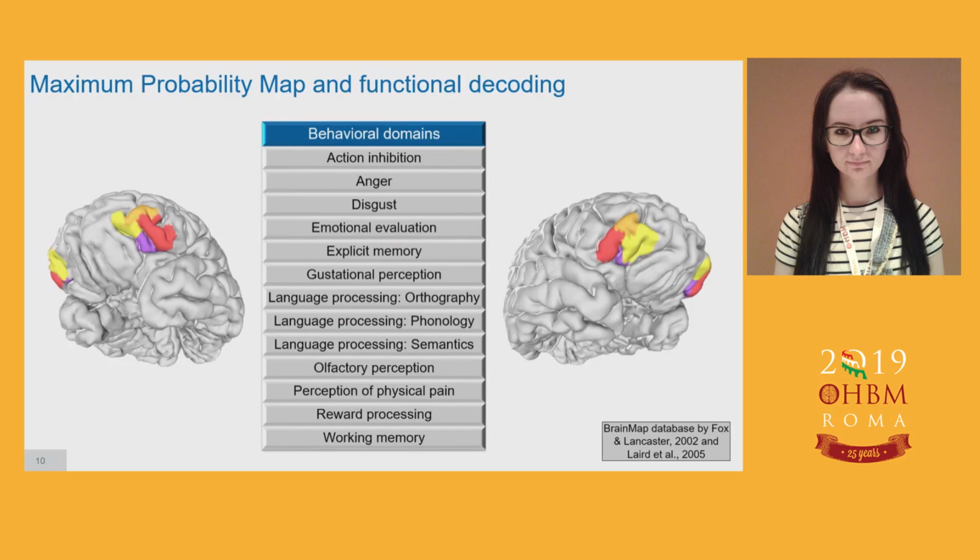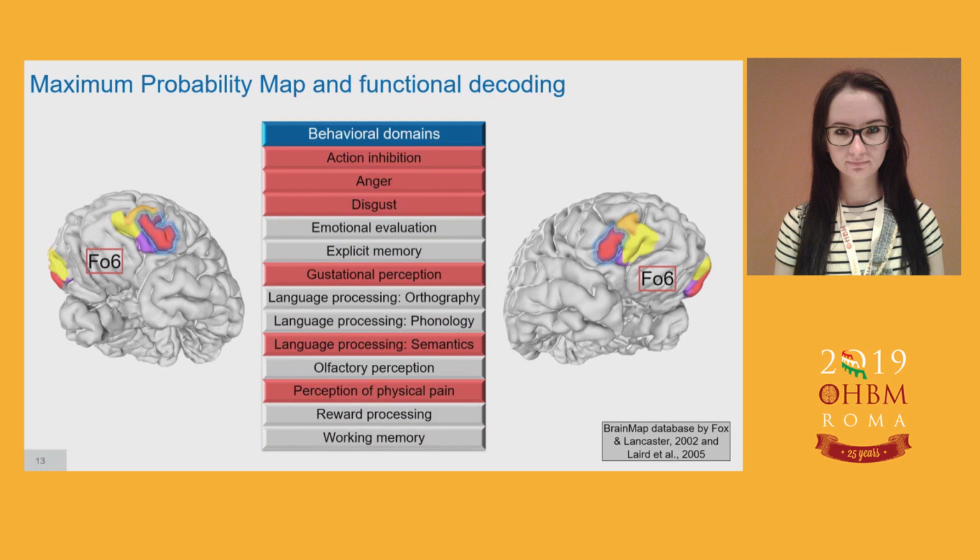Functional analysis using the BrainMap database by Fox and colleagues revealed that Area 4 is involved in the processing of gustatory input and memory. Activation in FO5 is exceptionally high in reward processing in the right hemisphere, and understanding of phonology while processing language, as well as explicit and working memory shows activation in the left hemisphere.